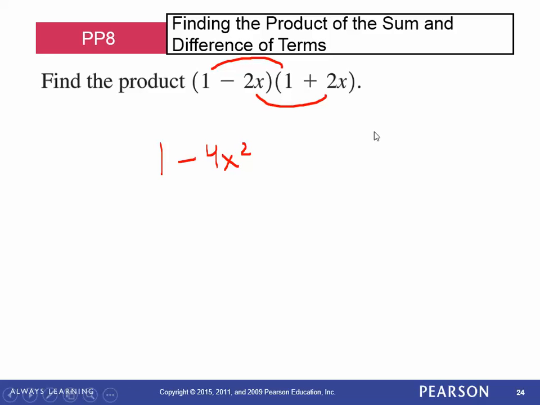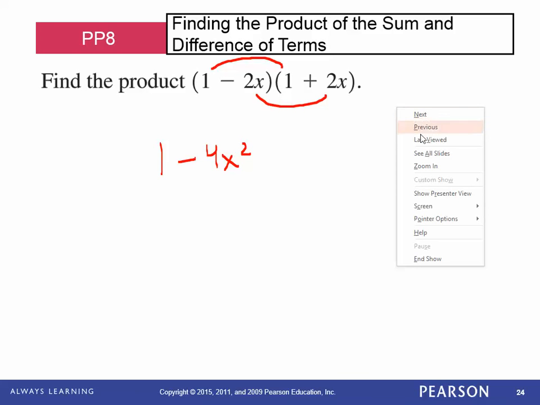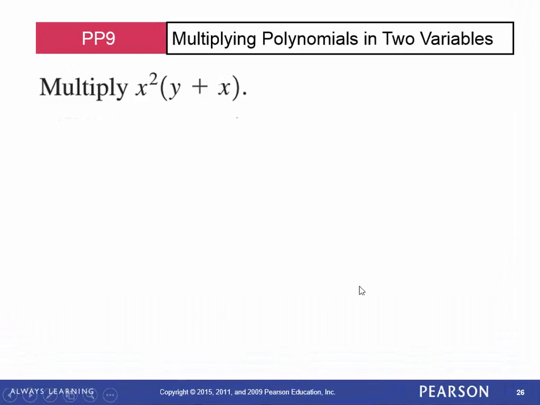And the last problem of them all, how about multiple variables at the same time? Here's your last problem of the day. Can you multiply this out?